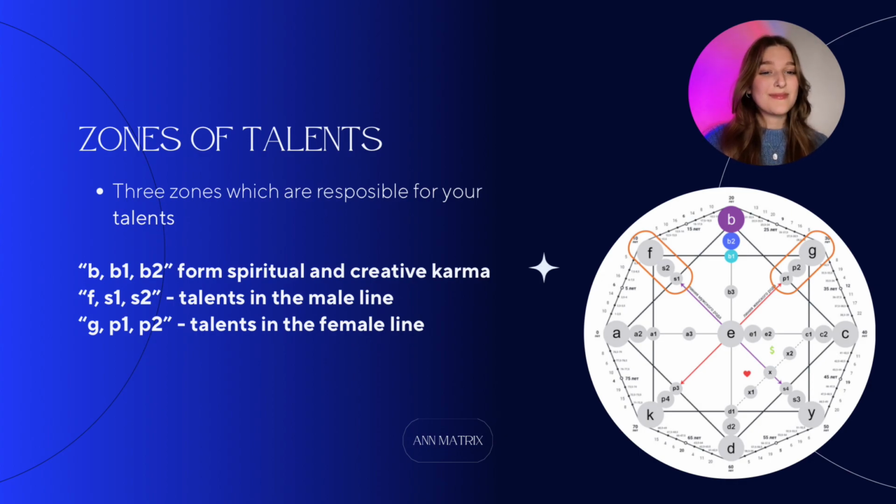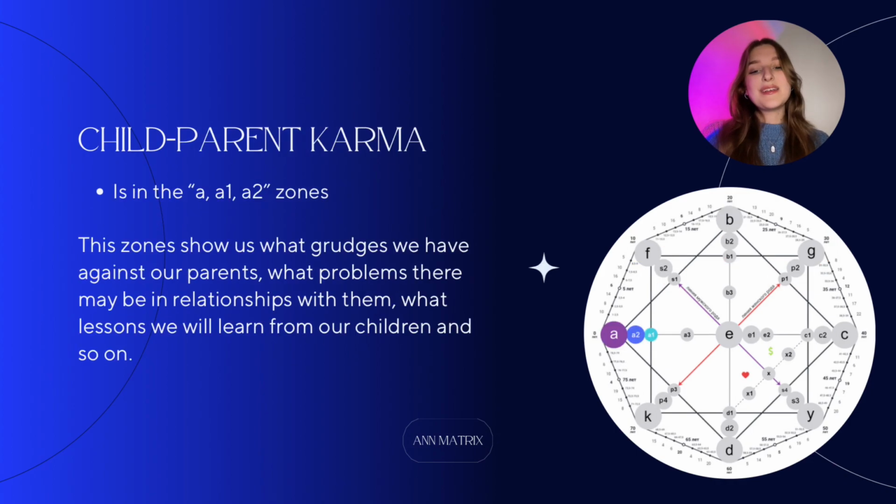In addition, each of us has inherited talents from the family in which our additional talents and resources are hidden. Talents in the male line are located on points F, S1, S2, and the talents in the female line are located on points G, P1, P2. 3 energies on the left form the child-parent karma.